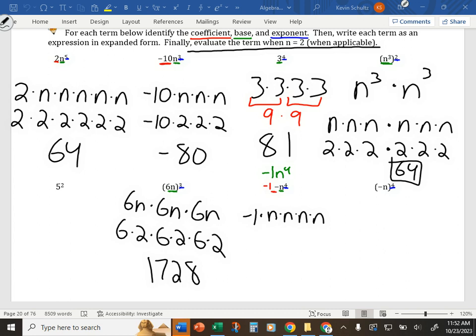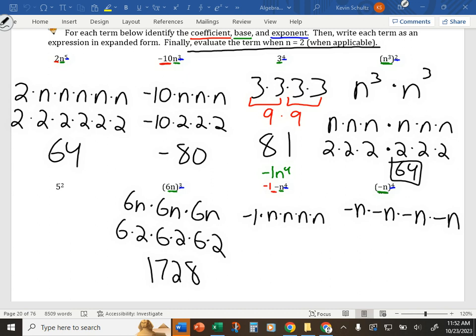The negative sign in parentheses, that's the only difference between these two: one's got parentheses, the other one doesn't. When the negative n is in parentheses, what's the base? Negative n, right? The whole thing's the base. So when we write this one out in expanded form, it's going to have a negative n times another negative n times another negative n times another negative n. There are 4 of them, 4 negative signs versus just 1 in the first one. And the difference is because of those parentheses.